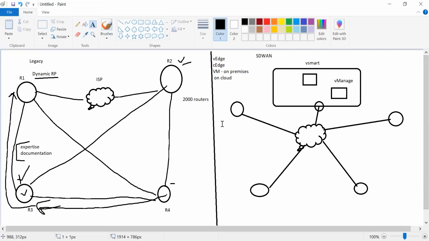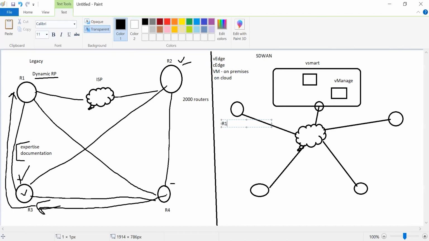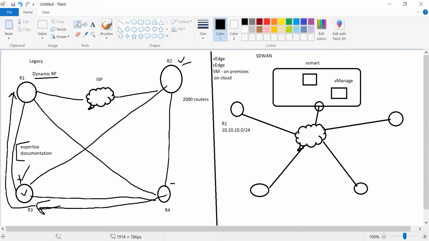Let's suppose this device, let's say R1 here, has a subnet, one subnet, let's assume. So this subnet would be cascaded to vSmart. Now what vSmart will do, it is the job of the vSmart to exchange this information with all other sites. This subnet 10.10.10.0/24. R1 need not send this information to all other sites directly. R1 just needs to share this subnet with vSmart.